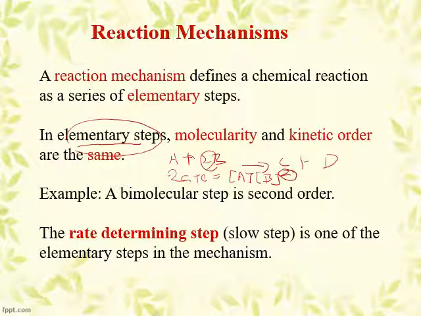So the example I showed here is a bimolecular step. Bimolecular step means we have two reactants. Let's say we don't have the two here. So this is a bimolecular reaction, and it is second order because the total order here is 2. The rate determining step, also known as the slow step, is one of the elementary steps in the mechanism.